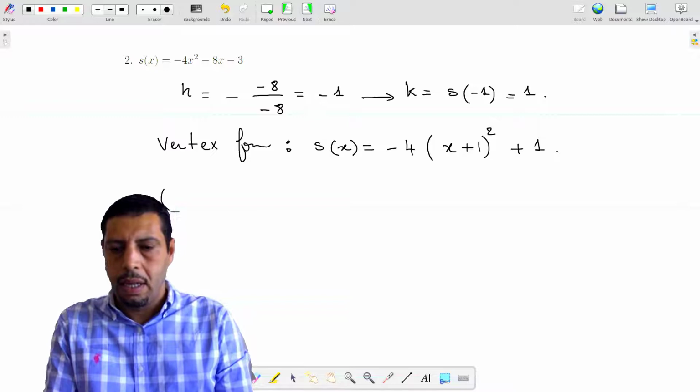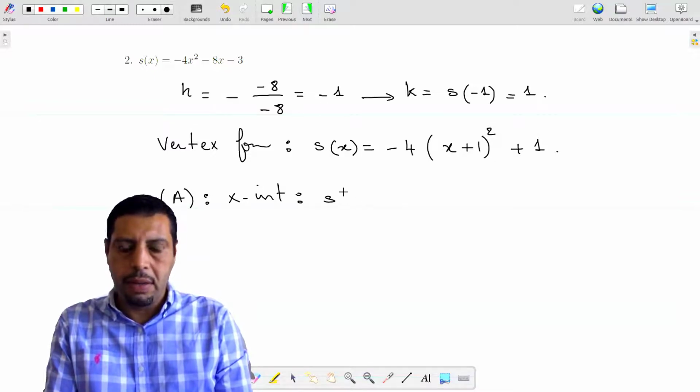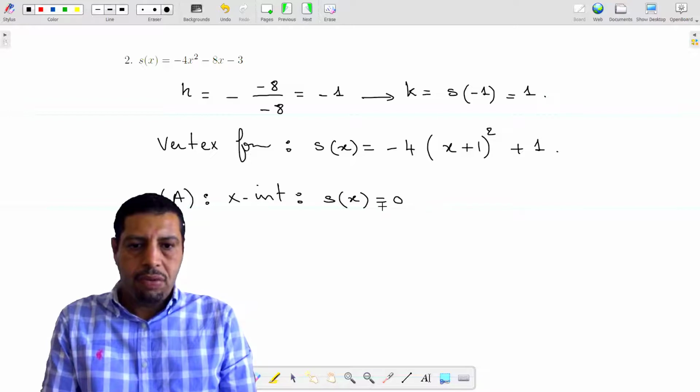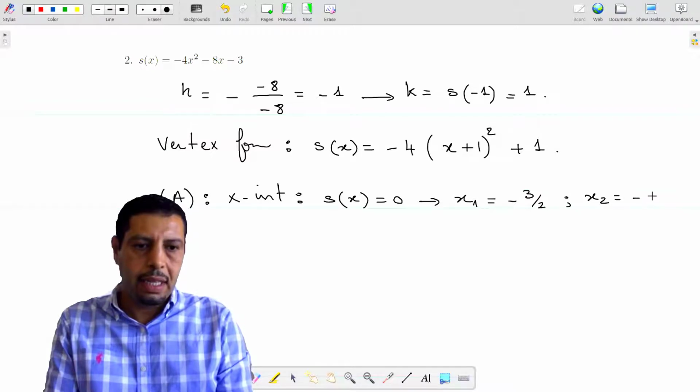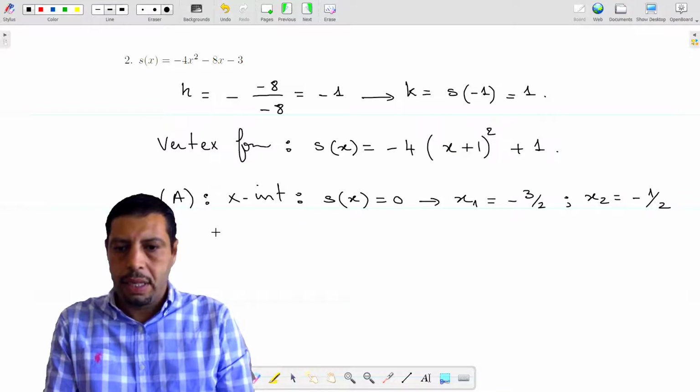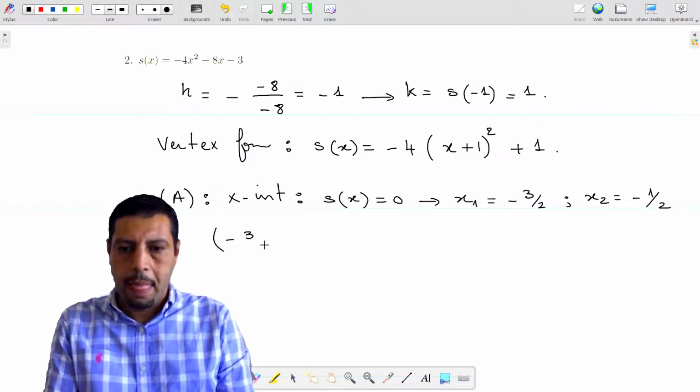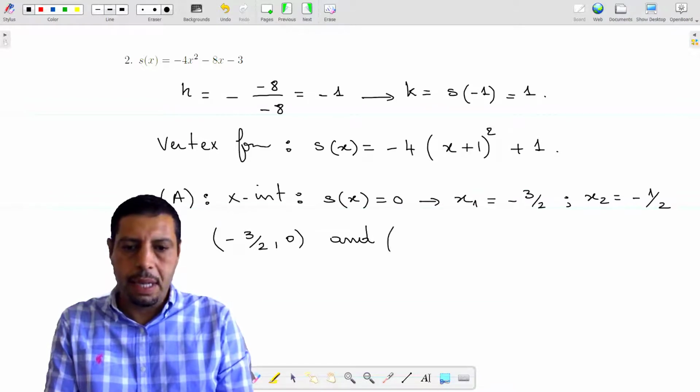Now we'll move to the x-intercepts, and to find the x-intercepts, we will solve s of x equals 0. And here, if you solve s of x equals 0, you will find two solutions, which are x1 equals negative 3 over 2 and x2 equals negative 1 over 2. Therefore, the x-intercepts are the points negative 3 over 2, 0, and the second x-intercept is negative half, 0.